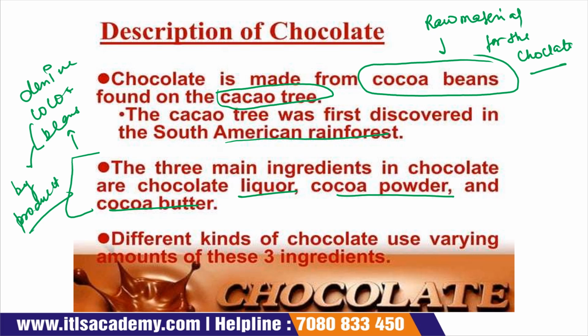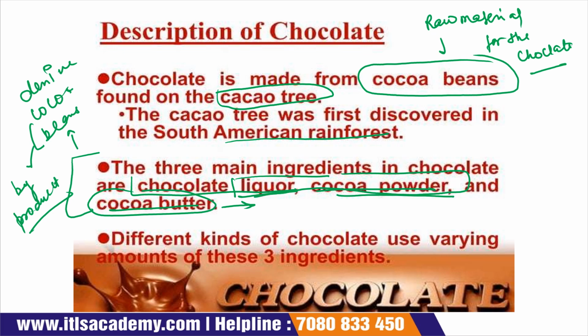Different kinds of chocolate use varying amounts of these three ingredients. The main ingredients are these three, that is chocolate liquor, cocoa powder and cocoa butter. But the ratio, or the amount, of these ingredients changes, and when there are changes, different kinds of chocolates are produced. That means all types of chocolate totally depend upon the amount of these ingredients.